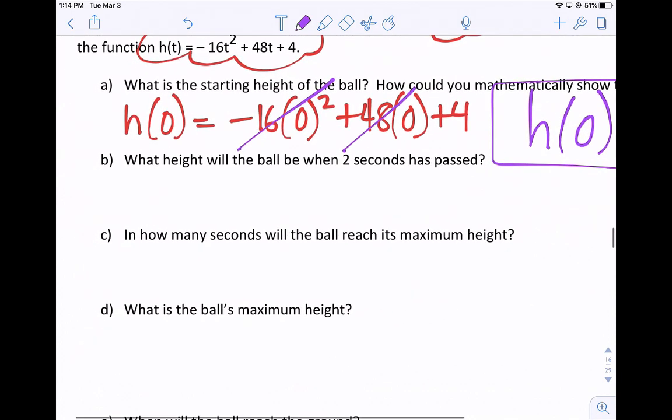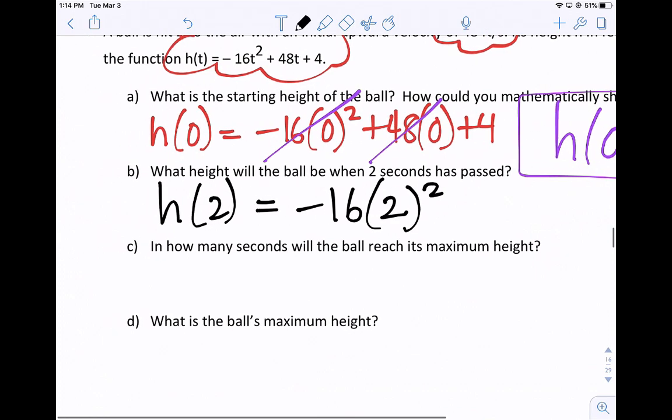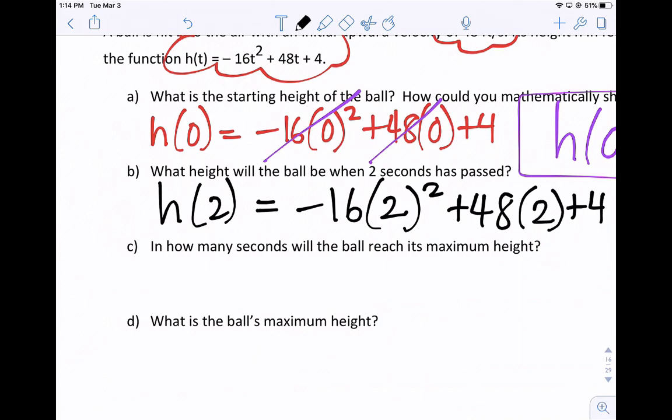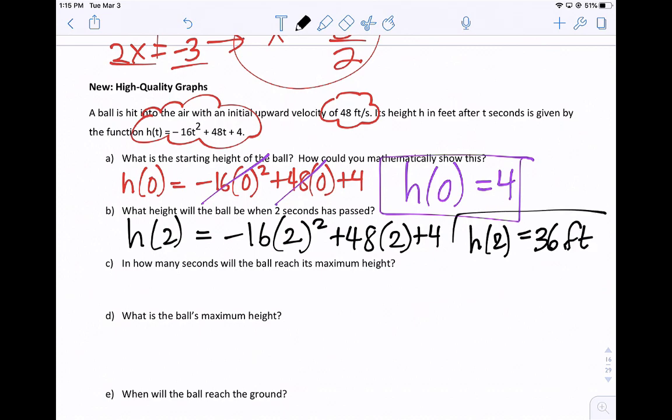What height would the ball be when 2 seconds has passed? All right, so now it's asking you to find after 2 seconds, so h of 2 equals negative 16 times 2 squared plus 48 times 2 plus 4. Let's plug that in. Negative 16 times 2 squared plus 48 times 2 plus 4. Oops, I put plus 1. Okay, so when I type that in, I get 36. So the height at 2 seconds would be 36 feet.